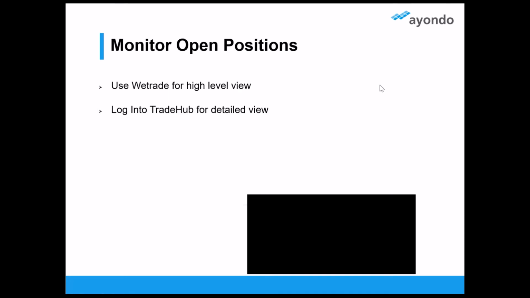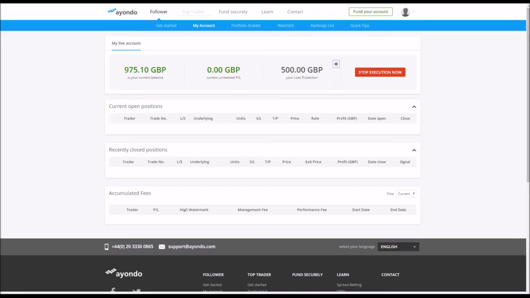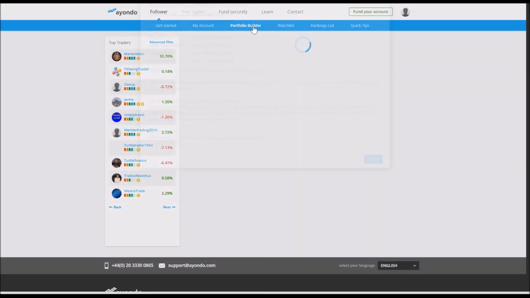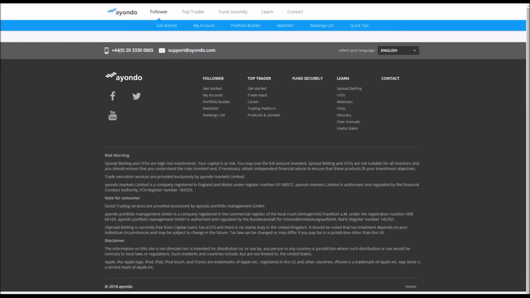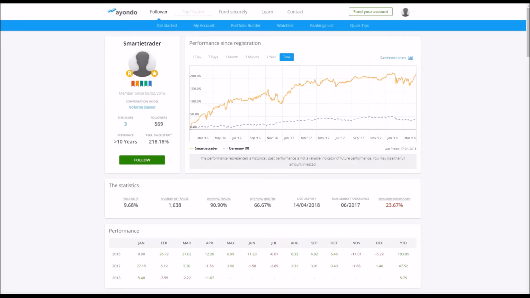We've done all that. Monitor open positions. For keeping an eye on open positions, I look at this page. I just want to see what's going on. How's everyone doing? If someone goes a little bit off the boil, I can go back to the portfolio builder and think, okay, let me have a quick look at Smarty Trader. I've not looked at this person for a while. How's Smarty Trader doing? Oh, they're not doing too badly.